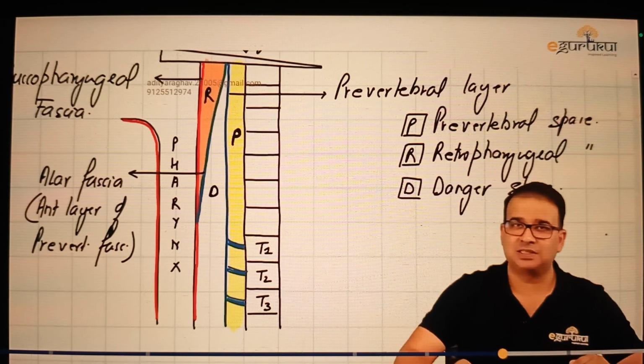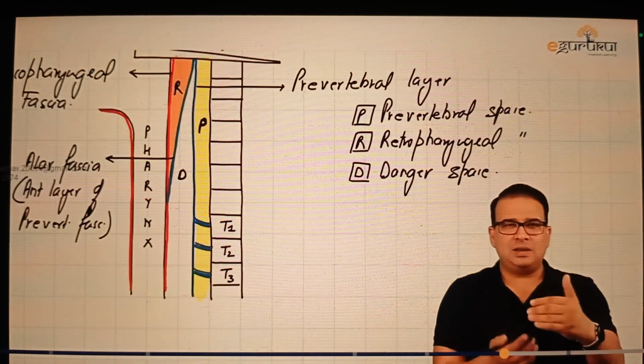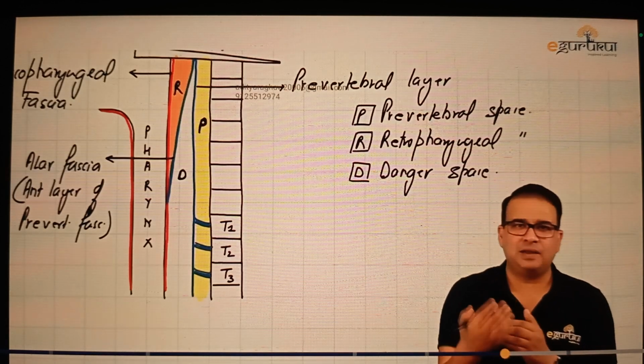Now this was the AIIMS image-based question asked in the sagittal section. They gave us a sagittal section of the neck in which the danger space was to be identified, which is present between the anterior and posterior layers of the prevertebral fascia, or you can say between the alar fascia and prevertebral fascia.